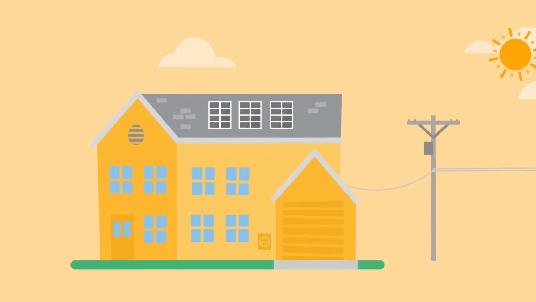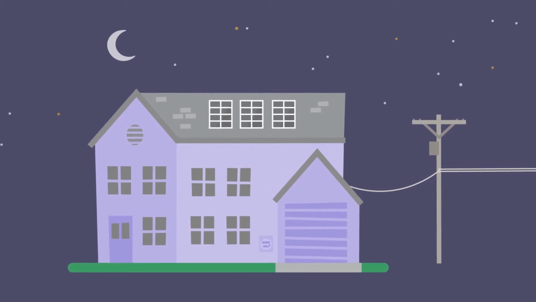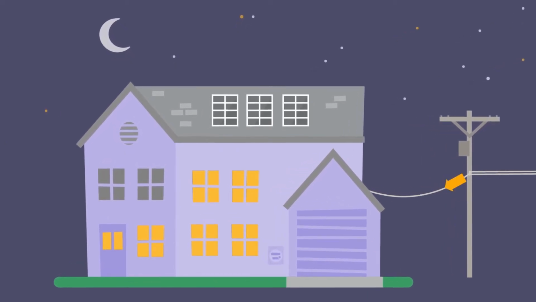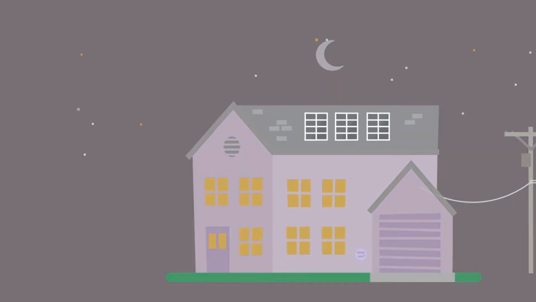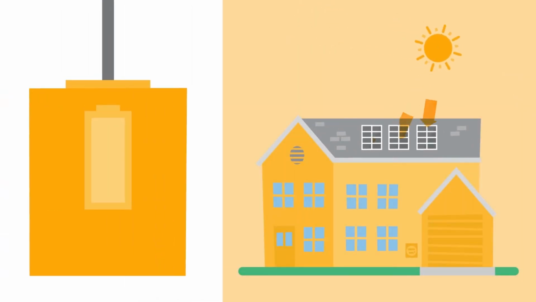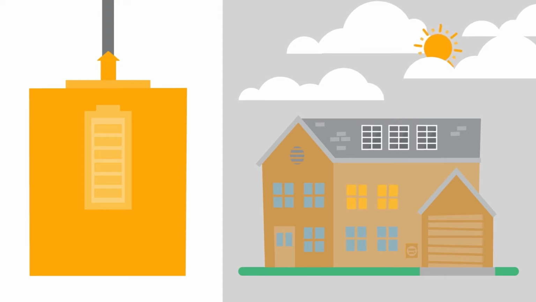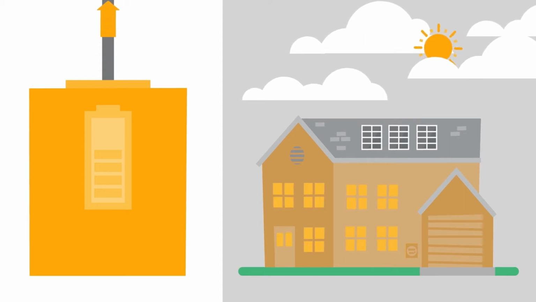At night, or on cloudy days, when solar panels are not generating electricity, the power is supplied automatically by the utility grid. If the solar PV system includes batteries, the excess electricity generated by the panels is stored in the battery system. That electricity can be used later on cloudy days or at night when the sun goes down, and doesn't have to be provided by the utility grid.